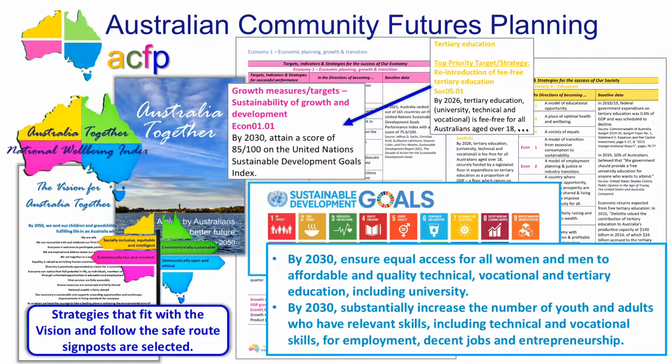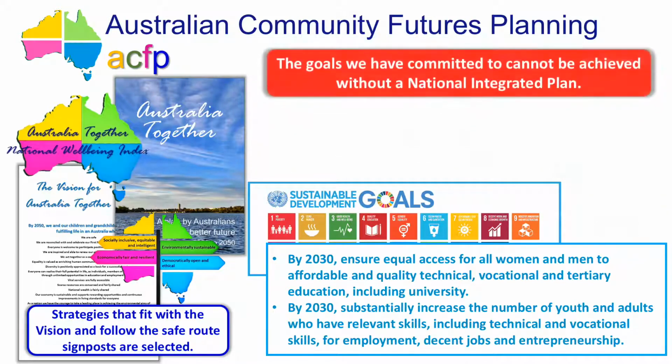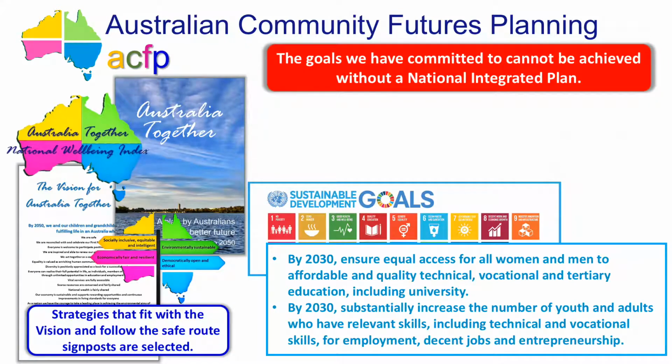In 2015, the Australian government under Prime Minister Turnbull committed to achieve these things for Australians by 2030, although as yet no federal funding has been set aside in its budgets for any of the 17 goals we have adopted, and no planning has been undertaken to achieve them. The goals we have committed to here and elsewhere cannot be achieved without a national integrated plan.